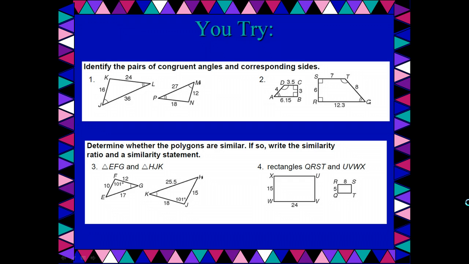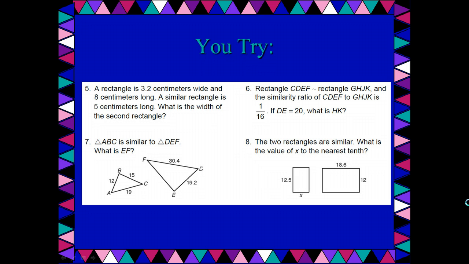Now you try. Identify the pairs of congruent angles and corresponding sides. Then determine if the polygons are similar and write a similarity statement and ratio. And then there are some other problems for you to solve using proportions.